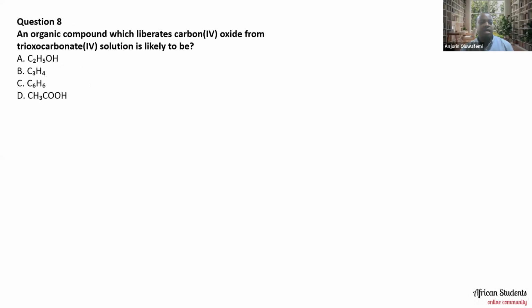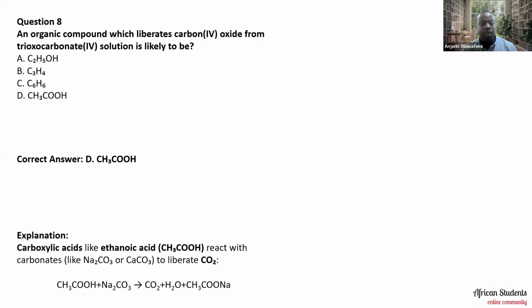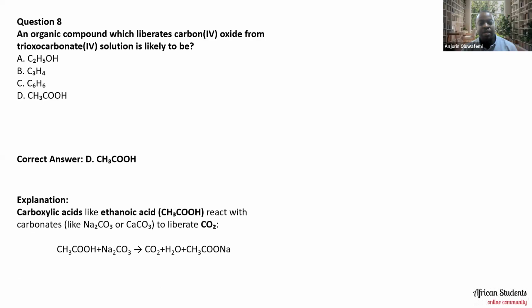An organic compound which liberates carbon dioxide from trioxocarbonate(IV), is it ethanol C2H5OH, C3H4, C6H6, or CH3COOH? So the answer here is CH3COOH. That's acetic acid, also called ethanoic acid. Okay, so a carboxylic acid like ethanoic acid reacts with carbonates to liberate CO2.